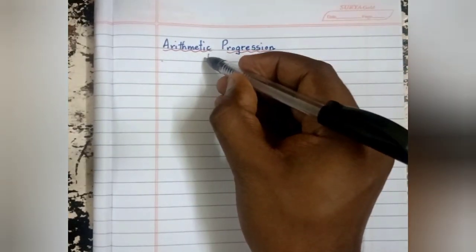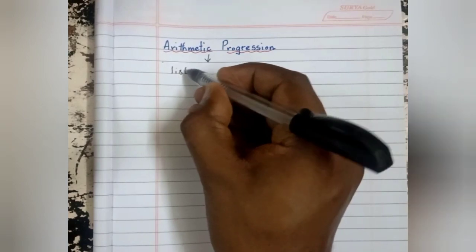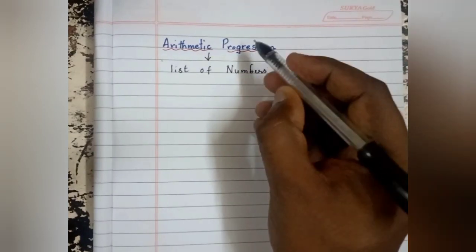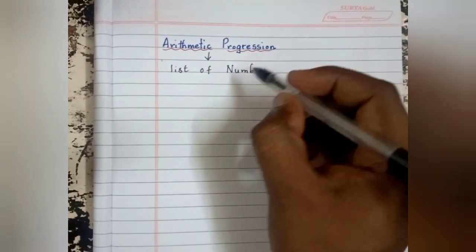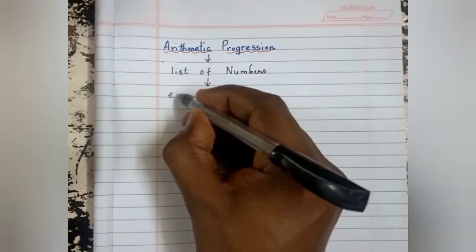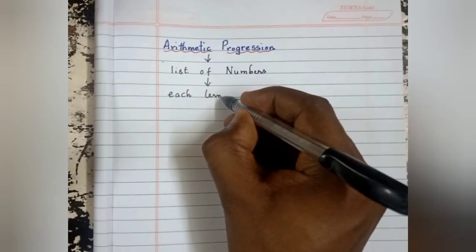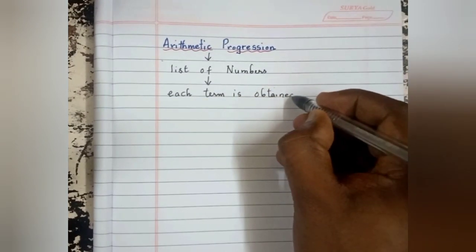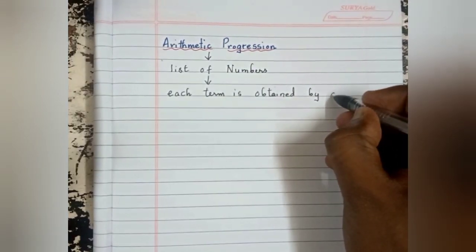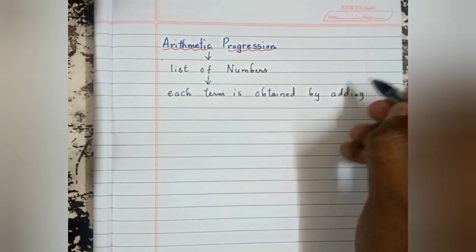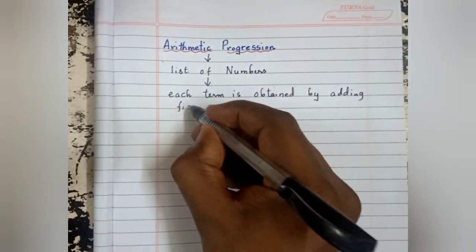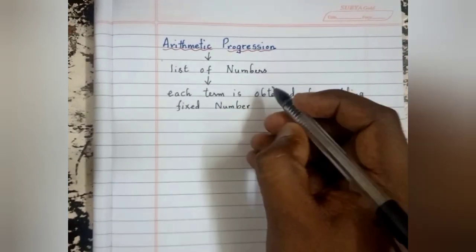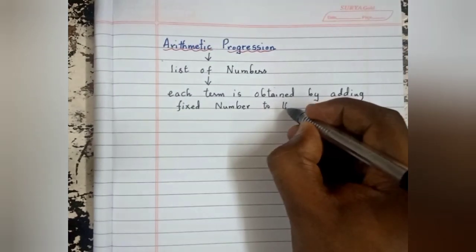Now, let me define arithmetic progression. What is arithmetic progression? Arithmetic progression is a list of numbers in which each term is obtained by adding a fixed number to the preceding term, except the first term.